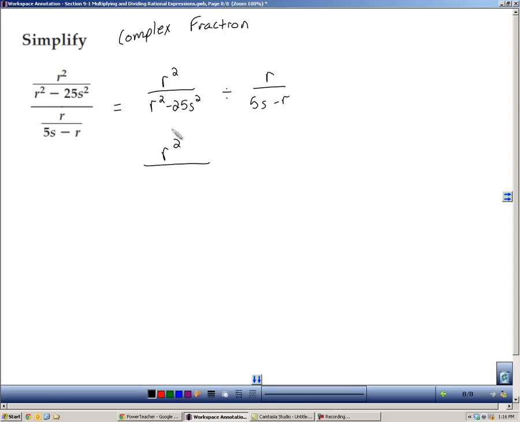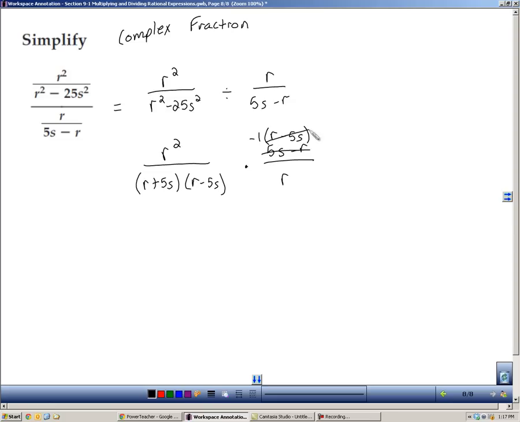So r squared here, it looks like this is a difference of squares, r plus 5s and r minus 5s. And then I'm going to multiply by the reciprocal of 5s minus r over r. Now right now I have a 5s minus r and a r plus 5s. So those are pretty close, and if you remember a couple of slides back, we did this idea of taking out a negative 1. So I'm going to take this and pull out a negative 1, which is going to make the r positive and the 5s negative. So I'm going to rewrite the 5s minus r into r minus 5s with a negative 1 that comes out.